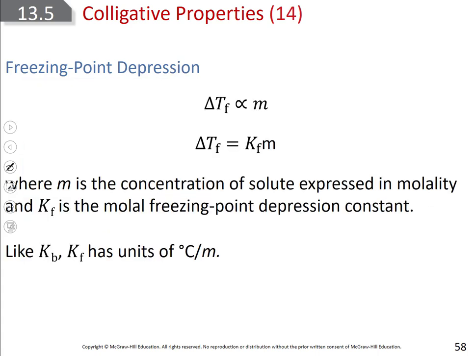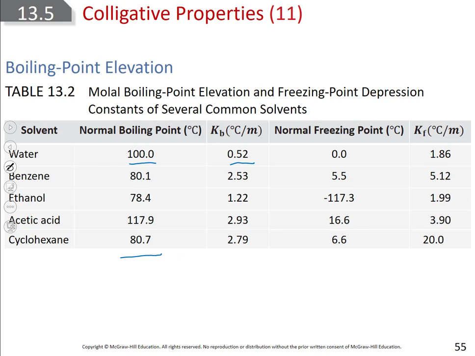All right. So freezing point depression is going to look like the exact same equation. The change in freezing point is going to be equal to a constant times the molality. But now it is Kf, or the freezing point constant. So the constants are not the same, and we go back to this table to see what they are. For boiling point for water, it's 0.52. For freezing point for water, it's 1.86, which means there is a greater effect on the freezing point compared to the boiling point.